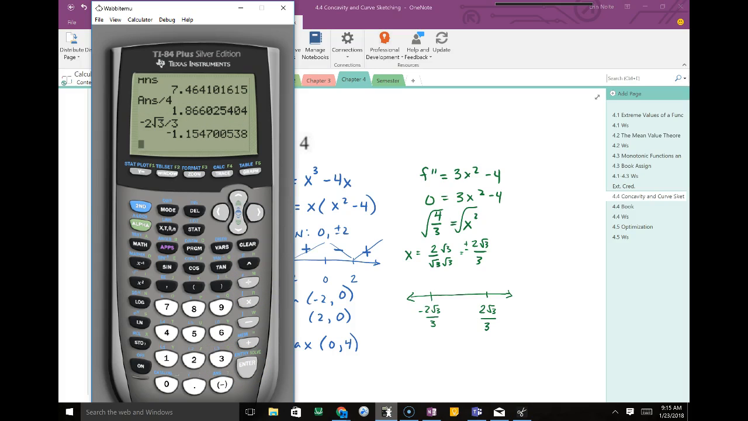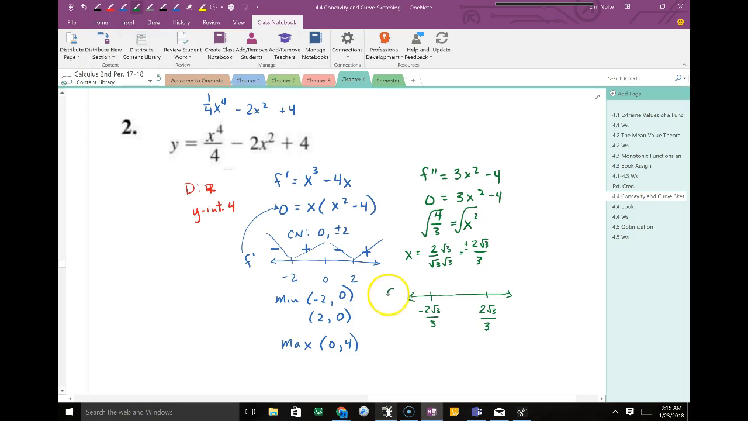So about negative 1 and a little more. So that helps me with my intervals. A value that's less than that would be like negative 2. Remember, I'm using my second derivative. I'm going to go right there to test my positivity or negativity. So if I plug in negative 2, would that be positive or negative?